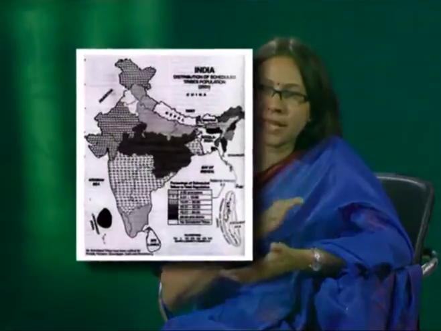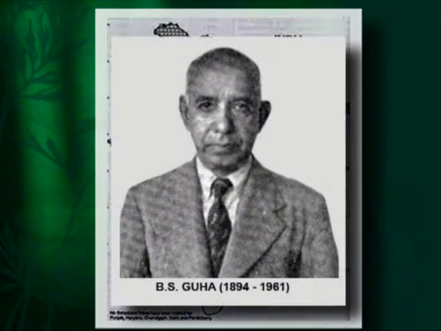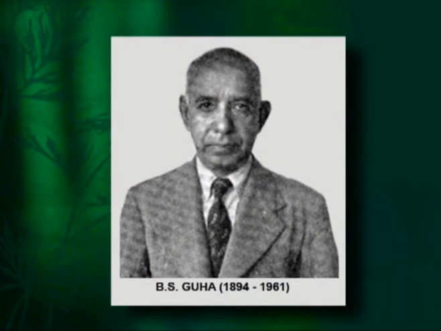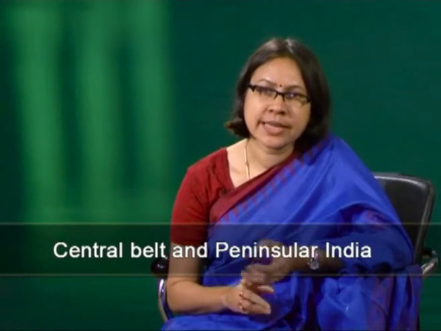We will begin with the geographical distribution of the tribes. The tribes of India, on the basis of geography of India and tribal demography, can be classified regionally. Guha, in between 1951 and 1955, demarcated 3 tribal zones. They are northern and northeastern area, the central belt, and the peninsular India.